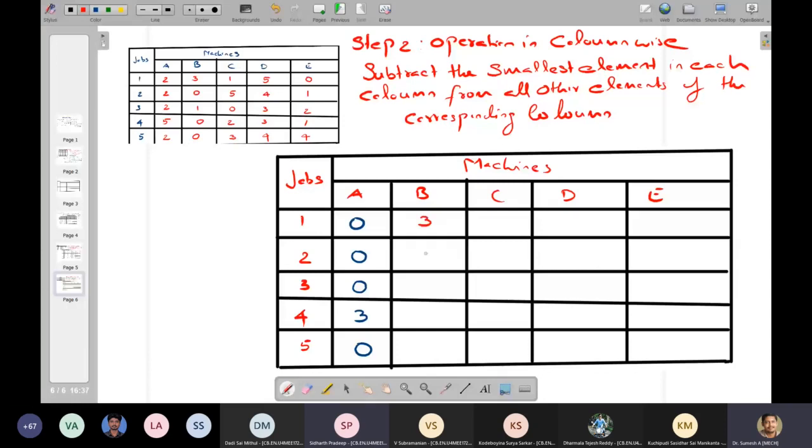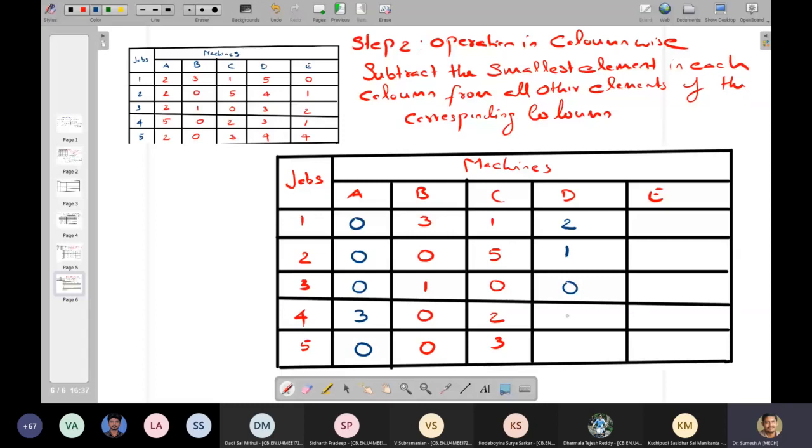Column C, same. 0 is the lowest, so it will be 1, 5, 0, 2, 3. Next column, 3 is the lowest. So it will be 2, 1, 1, 0, 0, 0, 0, 1. Last column, same. So it will be 0, 1, 2, 1, 4.